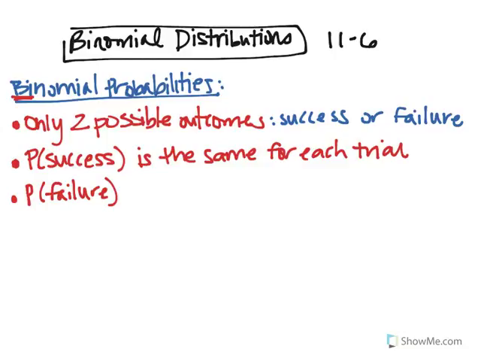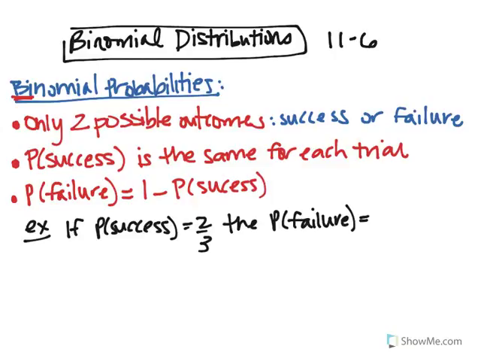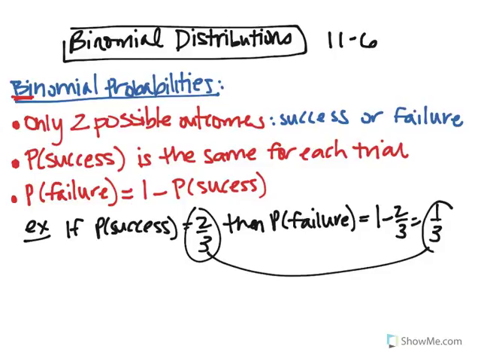If you're trying to find the probability of a failure, you can use the idea of the complement. It's 1 minus the probability of a success, where 1 is 100% of all the outcomes. So in this example, if the probability of a success is 2/3, then the probability of a failure is 1 minus 2/3, which is a 1/3 chance. Notice these two add up to all the possibilities, they add up to 1. You either succeed or you fail.